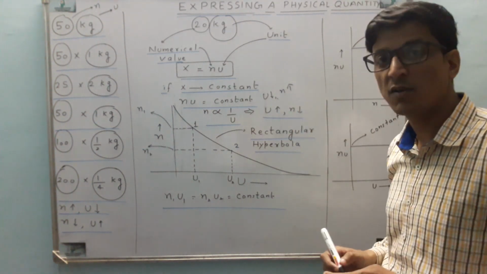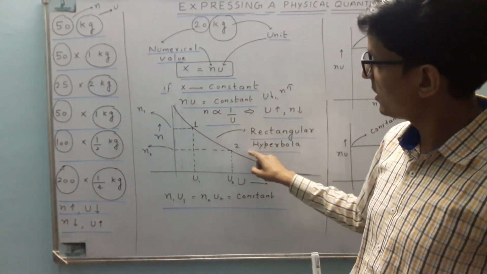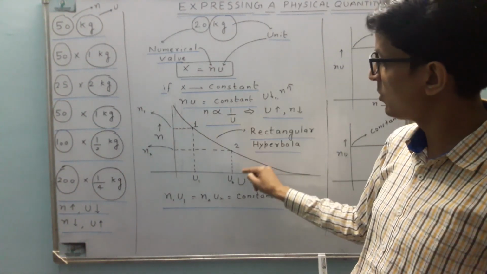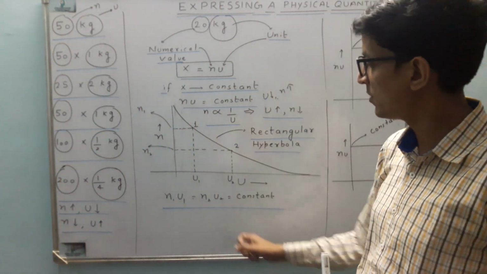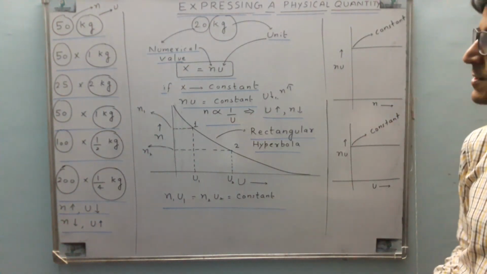The graph will be a rectangular hyperbola like that. There are 2 points on the curve, point 1 and point 2. Point 1 has u coordinate u1, n coordinate n1. Point 2 has u coordinate u2, n coordinate n2. And we have the simple relation n1 u1 is equal to n2 u2 is equal to constant.